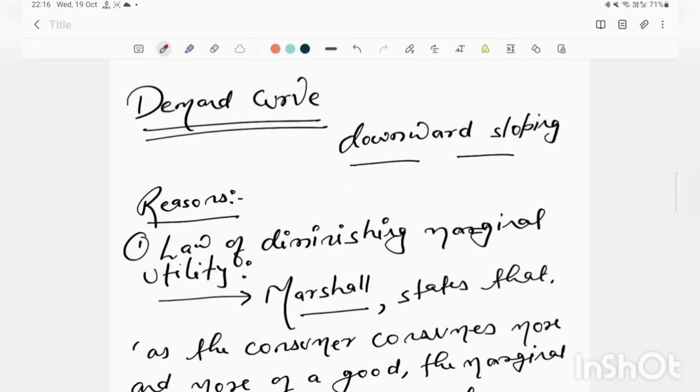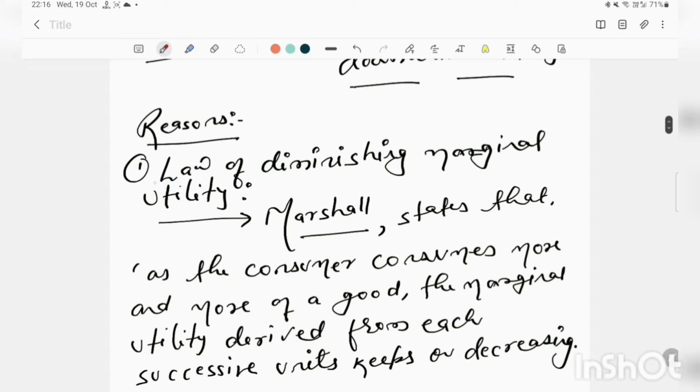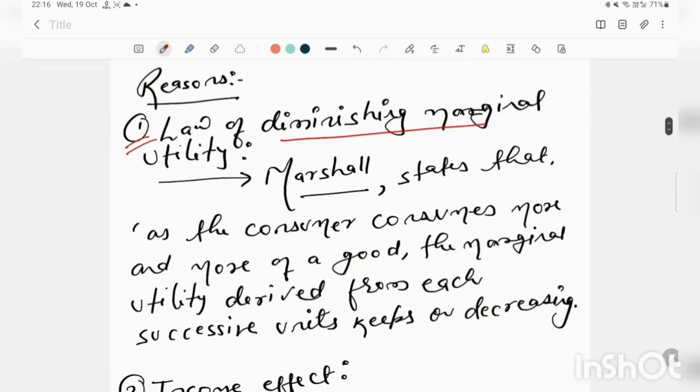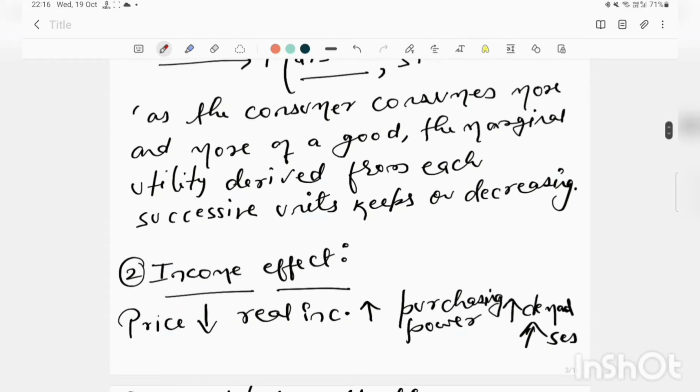So now let's understand a bit about the demand curve, which is normally drawn as downward sloping, and the reasons for it to be downward sloping. We see that the first one is the law of diminishing marginal utility. It was also defined by Alfred Marshall, where he states that as the consumer consumes more and more of a good, the marginal utility derived from each successive unit keeps on decreasing.